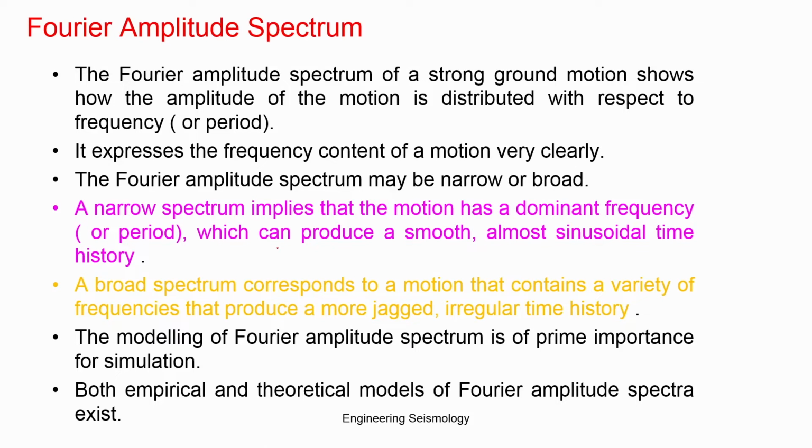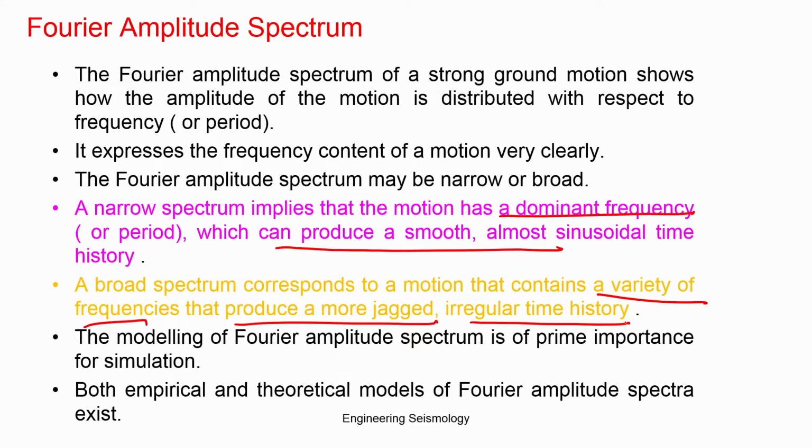So, a narrow spectrum can be expected where you can see that. It produces smooth and sinusoidal time history, and implies the motion has a dominant frequency and period. Okay. The broad spectrum corresponds to a motion that contains a variety of frequencies, not a particular frequency, and produces a more jerked and irregular time history.